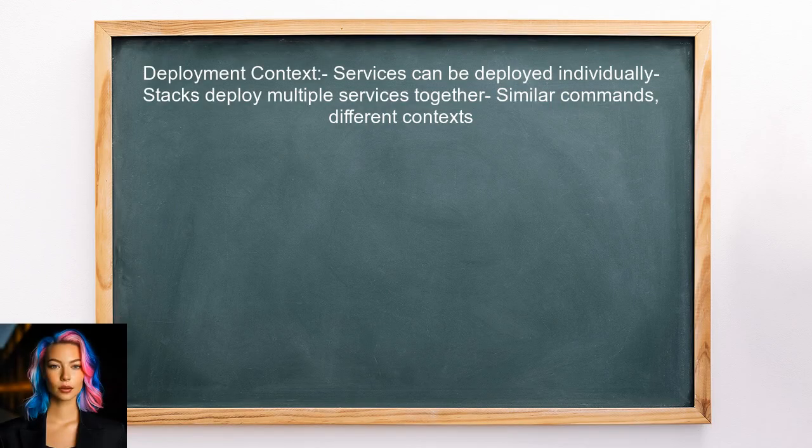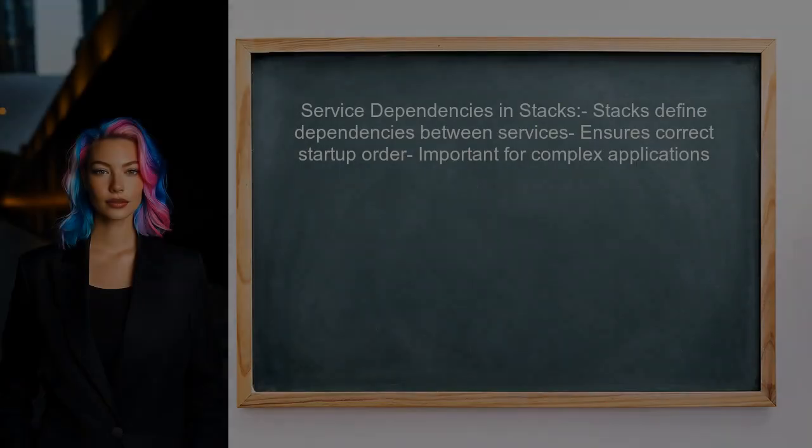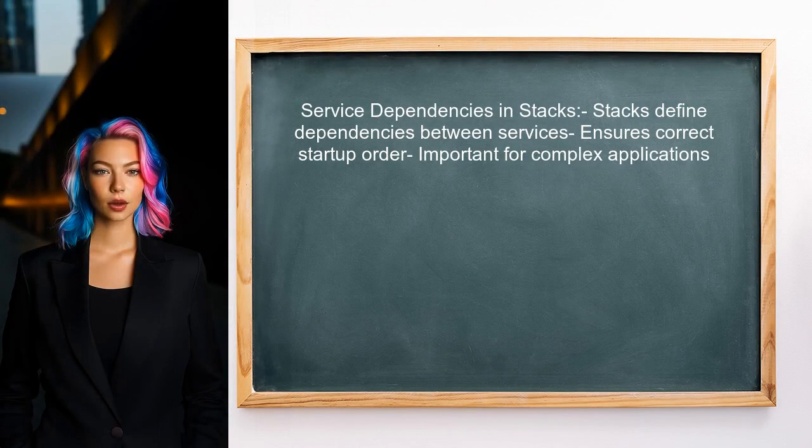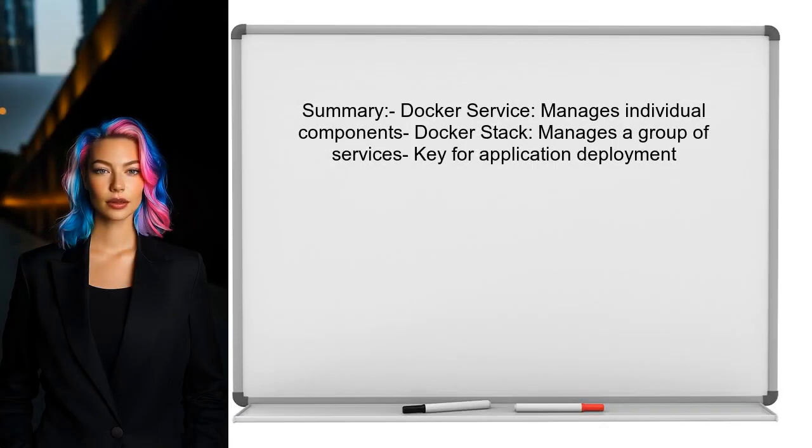Next, the user should note that while both services and stacks can be deployed using similar commands, the context in which they are used differs. For example, the user can deploy a service individually or as part of a stack. Additionally, the user should be aware that stacks can define dependencies between services. This means that when deploying a stack, Docker will ensure that the services start in the correct order based on their dependencies. In summary, the user should remember that a Docker service is for managing individual components, while a Docker stack is for managing a group of services that work together as a complete application.